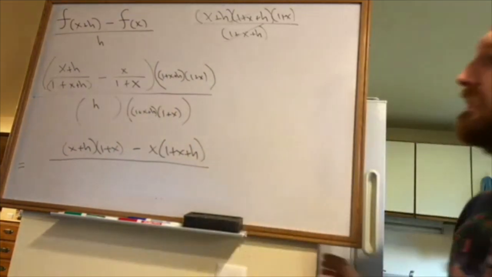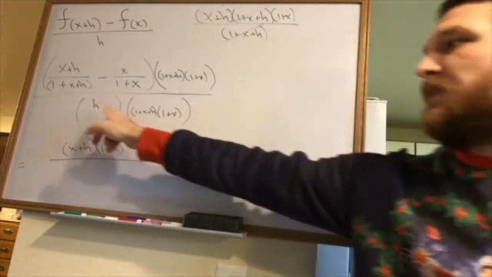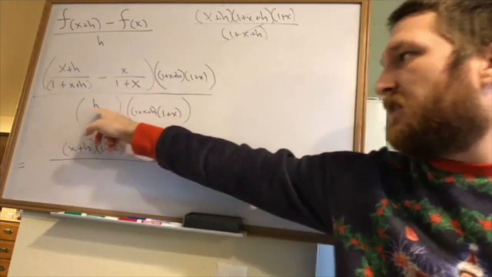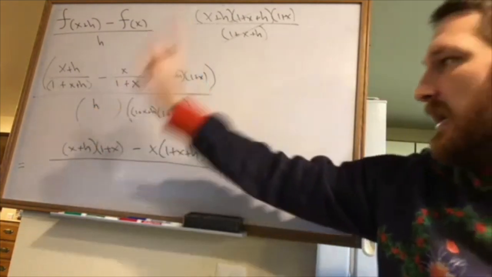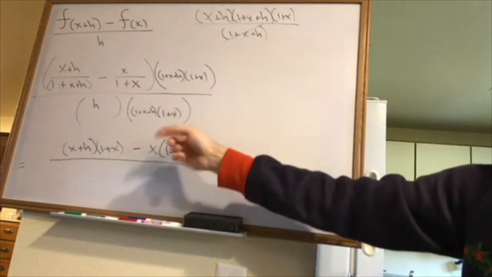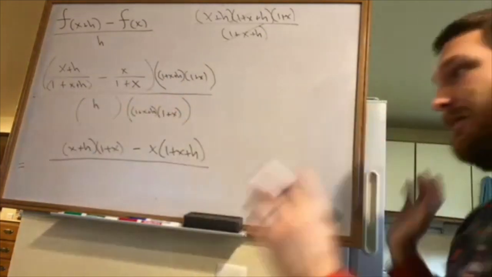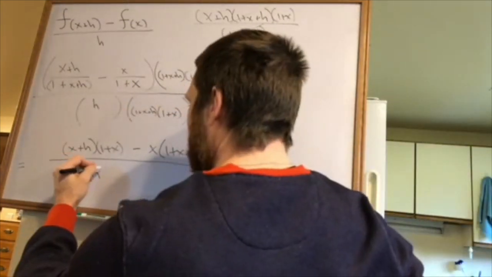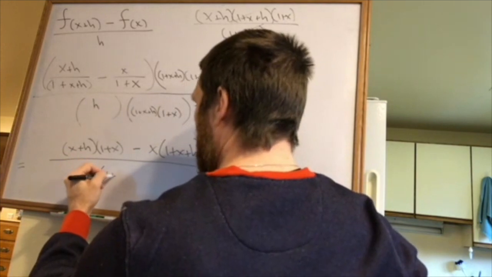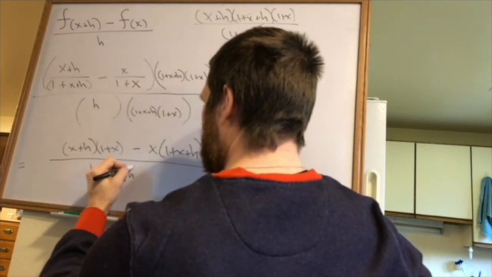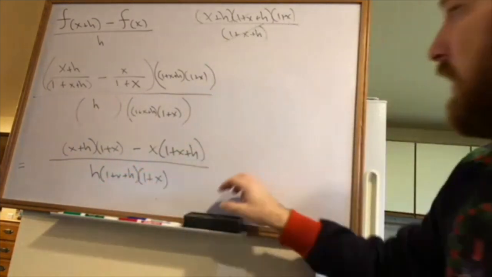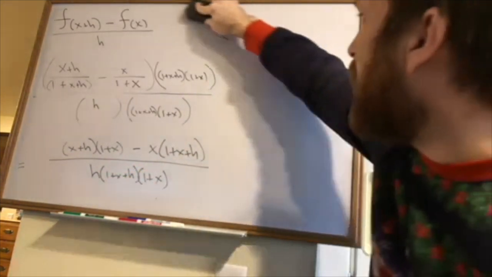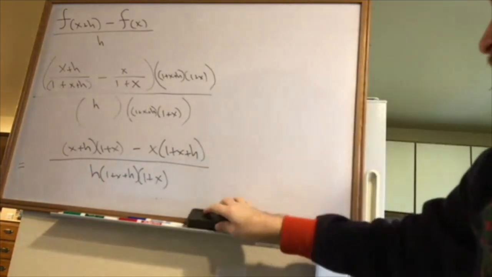Now the denominator, this is kind of nice because there are no additions here. It's just h. So I could just write this as h times that thing times that thing. In fact, I'm just going to copy this down almost exactly. It's h, 1 plus x plus h, 1 plus x. Okay, so moving on now.